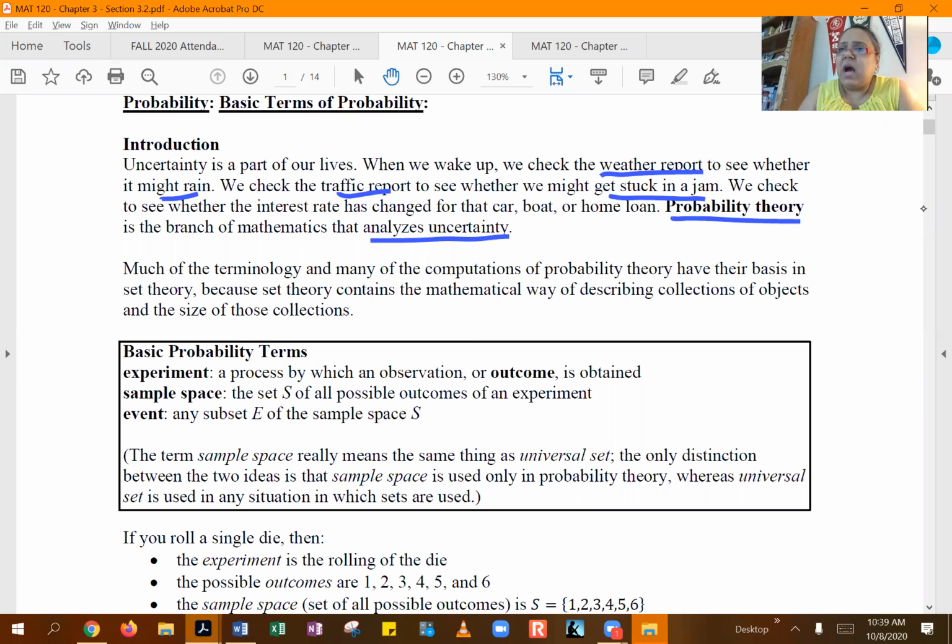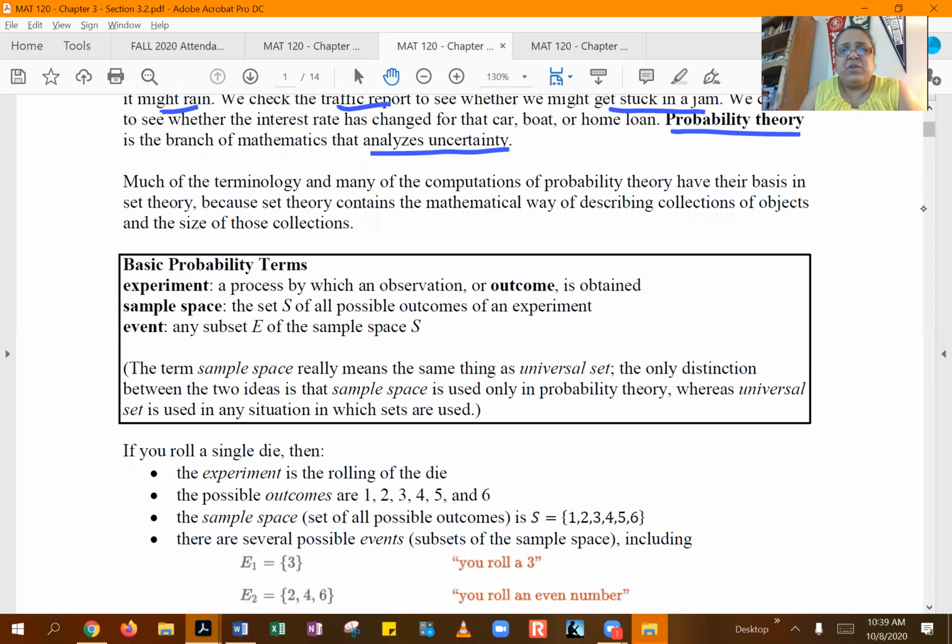So the first thing we're doing is talking about the terminology and definitions for some of these terms, but you will see that there's a big connection between probability theory and set theory, which is what we talked about in chapter 2. So you will see a lot of that terminology, and even the calculations are based on what we saw in set theory. And remember, set theory also had a correlation with logic. So all of these concepts are interconnected if you think about it.